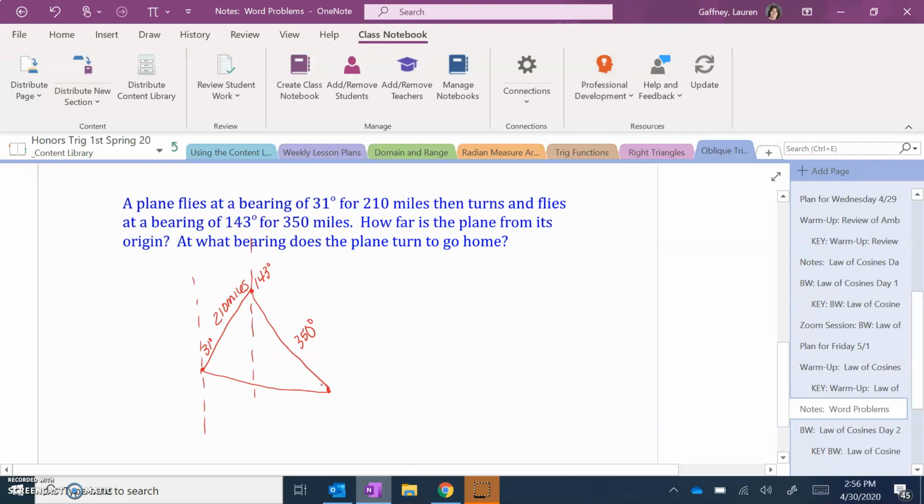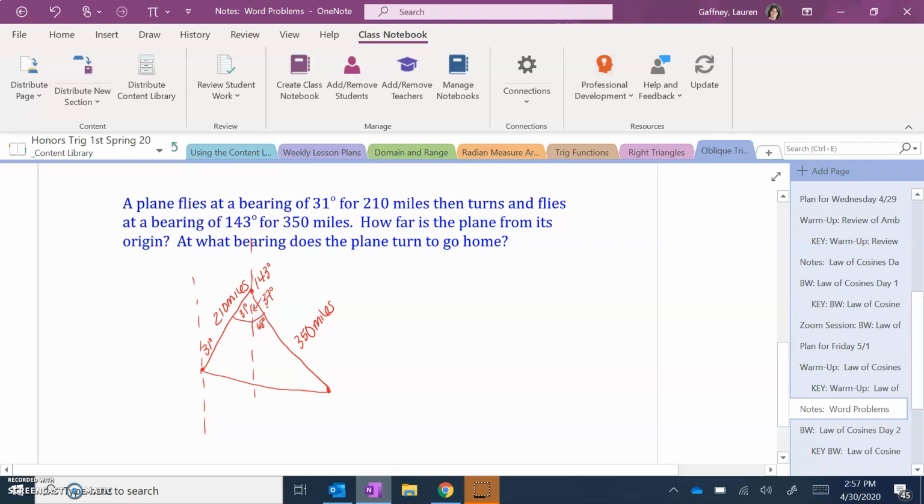We can't do the Pythagorean theorem because we're not guaranteed that we have a right angle. So let's move some values around. If this is 31 degrees, this is 31 degrees, and you need to label these pieces. If this is a straight line and this is 143, this side is 37 degrees. So that whole angle would be 68 degrees.